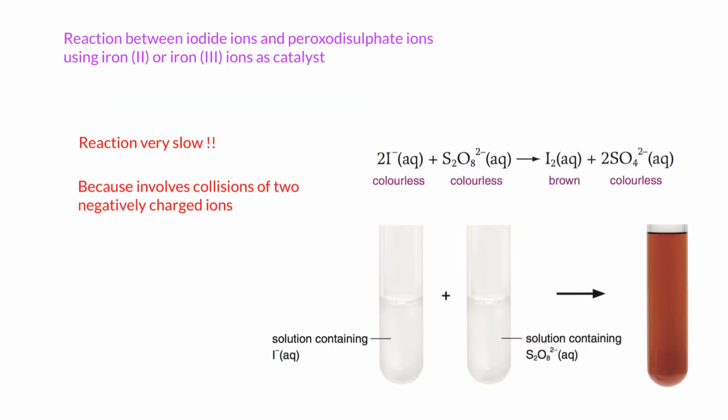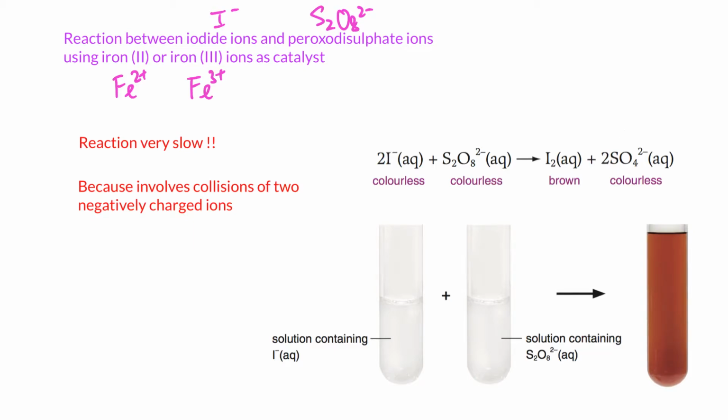Let's have a look at an example. Right now we have iodide ion, I minus, and peroxydisulfate, which is S2O8 2 minus. In the process, we use either the iron(II) ion, Fe2 plus, or Fe3 plus. Both of them can act as a catalyst. Now, have a look at the first case, without catalyst. We have I minus and S2O8 2 minus. They combine and then form I2 and sulfate.